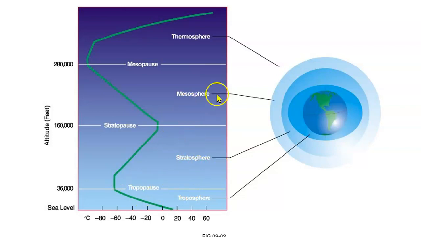Then we have the stratosphere, the mesosphere, and the thermosphere, and then you have the pauses in between, the mesopause, stratopause, and tropopause. I would suggest recording this diagram in your handy dandy notebook, but I'll give you a notes assignment with this as well. Most flight occurs in this zone right here in the troposphere and stratosphere.